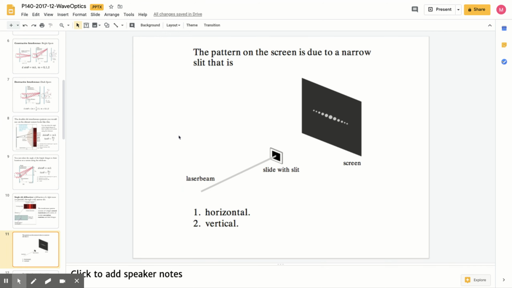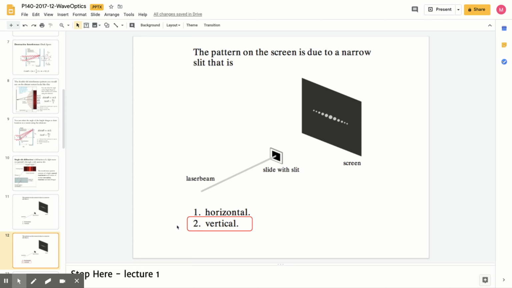Just to go over this again, the pattern on the screen is due to a narrow slit that is, and so you have to pick horizontal or vertical. Think about that for a minute or two, pause the video and see if you can come up with an answer. Okay, so the answer is vertical. We have this slit that has a large opening in the vertical direction and a small opening in the horizontal direction, and that's where we get this horizontal pattern.